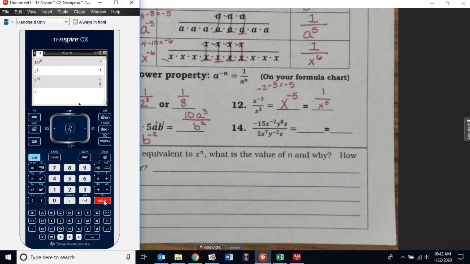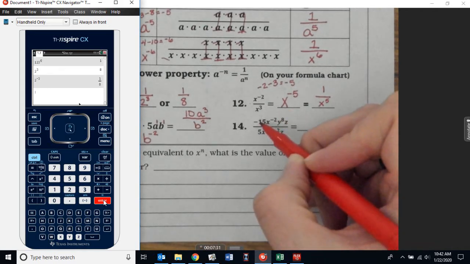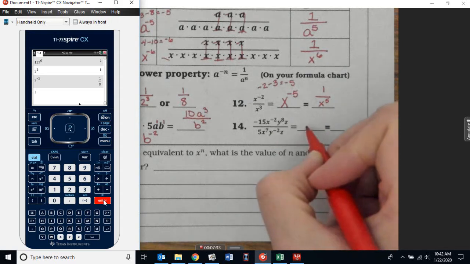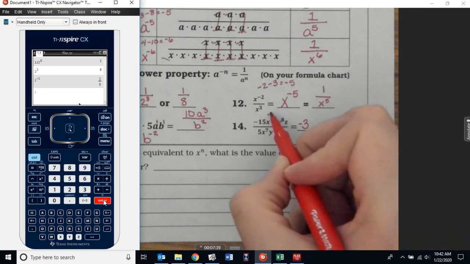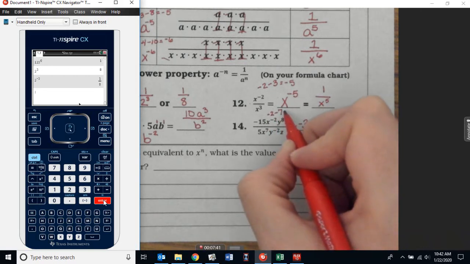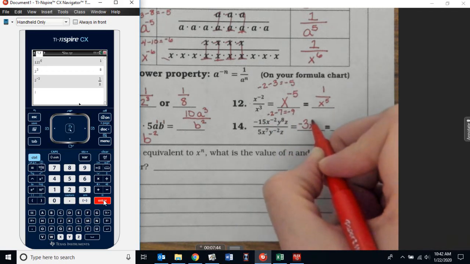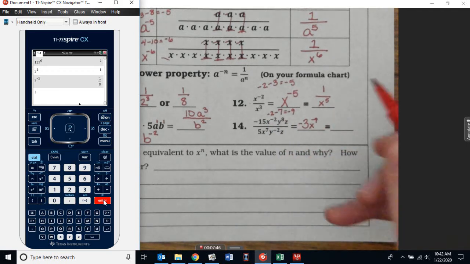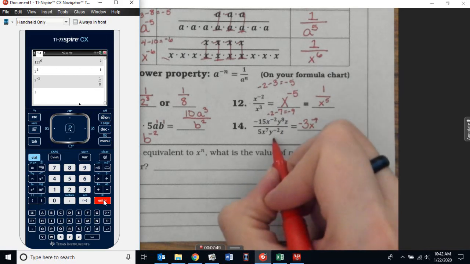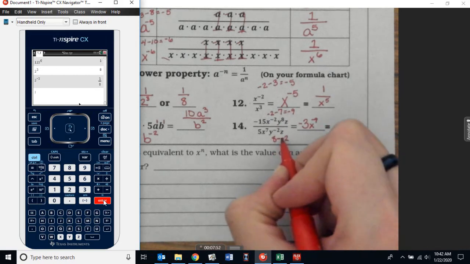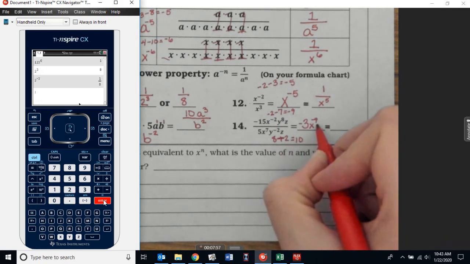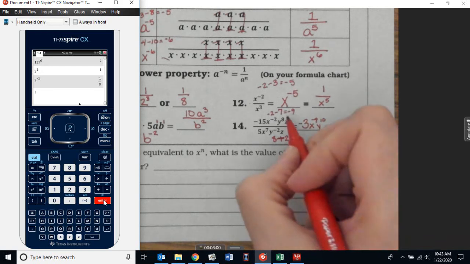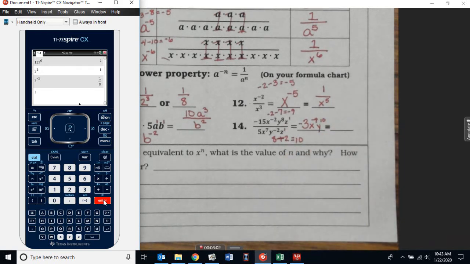All right, number 14. I have negative 15 divided by 5, which is negative 3. And then I have my x's, negative 2 minus 7, which gives me negative 9. So I have x to the negative 9. And then I have y. Y is 8 minus negative 2. Two negatives become a positive, so that gives me 10. So y to the 10th power. And then I have 1 minus 1. And 1 minus 1 is 0, which means I don't write it anymore.